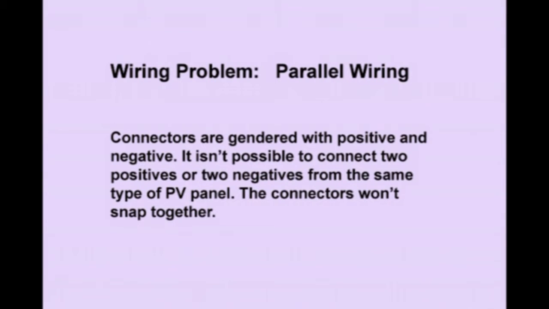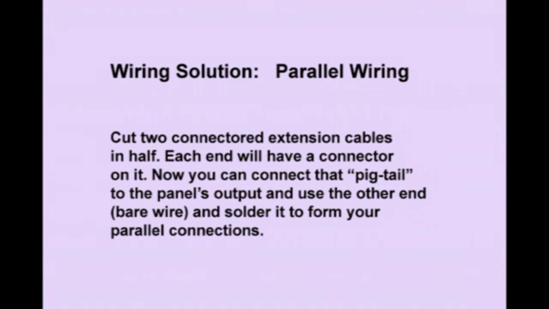So let's run through this and state it clearly. We have a potential wiring problem when we're trying to wire in parallel, because connectors are gendered with positive and negative. It isn't possible to connect 2 positives or 2 negatives from the same type of photovoltaic panel together. The connectors will not snap together. Luckily, the solution is easy when you buy these extra extension cables. You cut two connectored extension cables in half, and each is going to have a connector on each end, a positive and negative. Now you can connect that pigtail to the panel's output connector, whatever gender it is, and use the other end as bare wire, so you can solder it together with other wires.